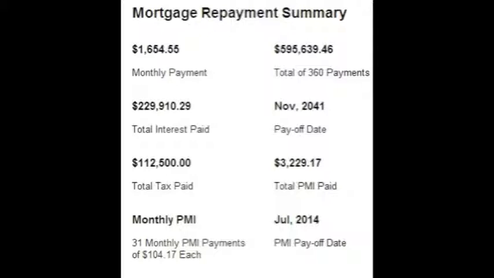Your real estate taxes will be $112,500. Total interest paid for the life of the loan, $229,910, and a total number of mortgage payments of 360 is $595,639. Your payoff is November 2041.